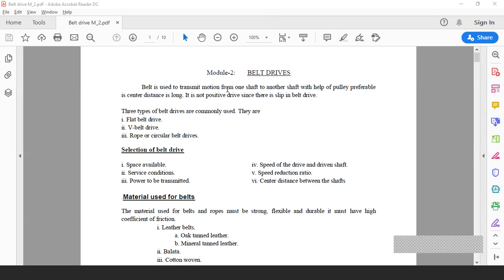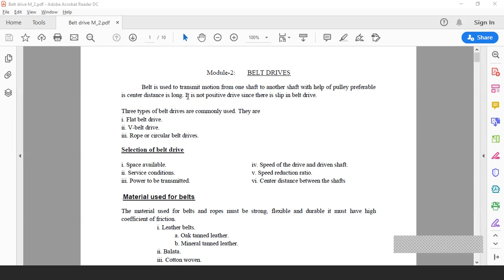Hello, dear students. In today's session, let us discuss belt drives. Belt drives are power transmitting elements that usually come under the category of flexible power transmitting elements. There are two kinds of power transmitting elements actually. One is flexible, another one is inflexible.